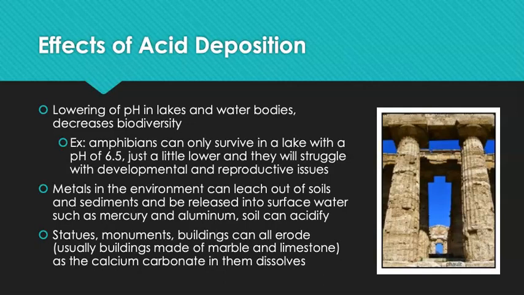We can also have metals in the environment leach out of the soils and sediments that they are contained within, and if those are released into surface water, certain chemicals such as mercury can be problematic, and they can also be toxic. Not only can we have pH lowered in water bodies, but we can see soil acidify as well, which can make it difficult for plants to grow within it. And then we've already discussed the effect on statues, monuments, and buildings, which can all erode due to the exposure to acid. That is because a lot of these buildings contain materials such as marble or limestone, and those materials can include calcium carbonate, which is an alkaline or basic material, and when it reacts with an acidic material, it can cause them to dissolve.